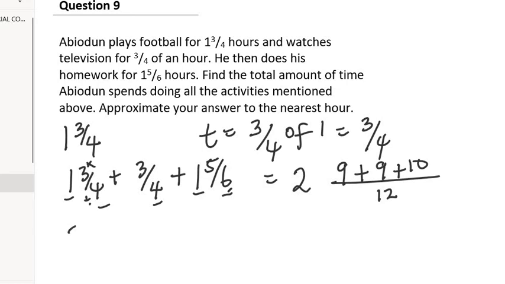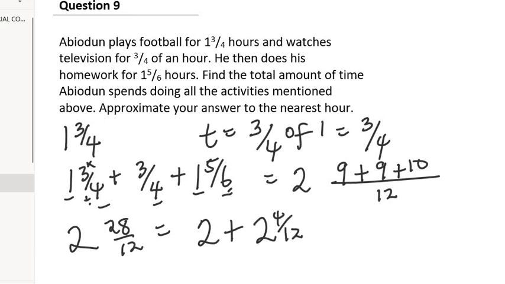So I'll have 2 whole number. 9 plus 9 is 18, plus 10, 28/12. 28 can be divided by 12 2 times. So 2 plus, 12 into 28, 2 remainder 4/12. 4 here, 1; 4 here, 3. Final answer will be 2 plus 2, 4 whole number, 1/3.